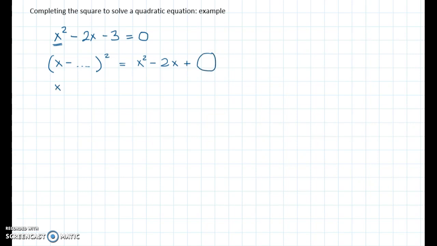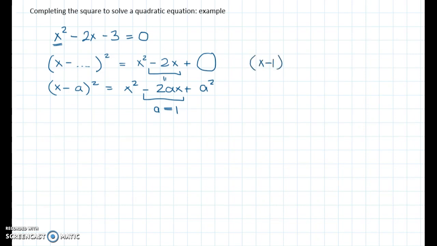If we were to expand (x minus a) all squared, we will get x squared minus 2ax plus a squared, which means that if we want the middle terms to be equal, what we need is to consider the value of a to be 1. So for (x minus 1) squared, we get the terms x squared minus 2x plus 1 on the expansion.